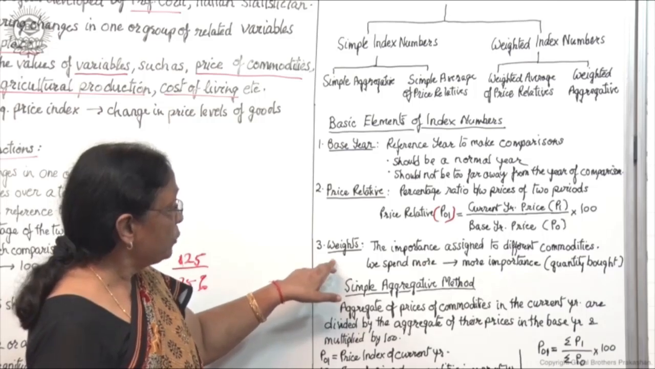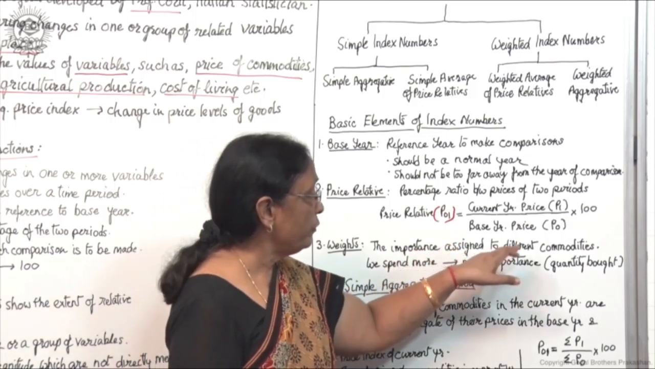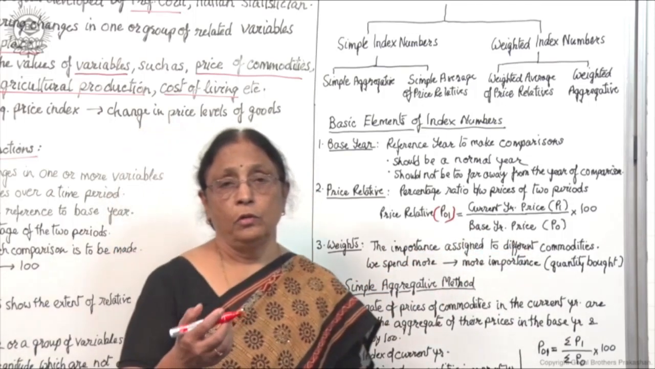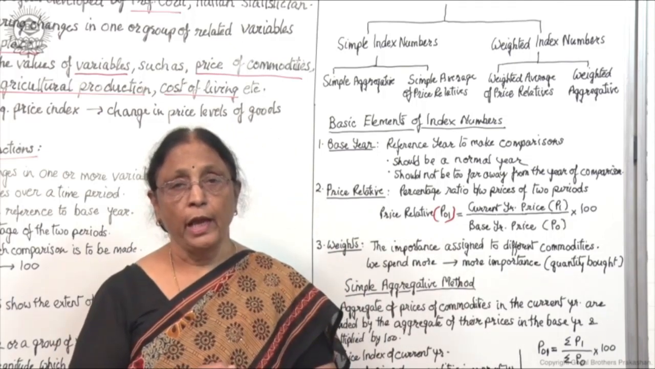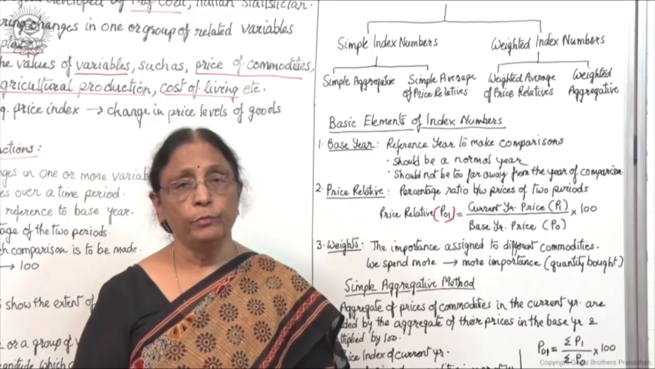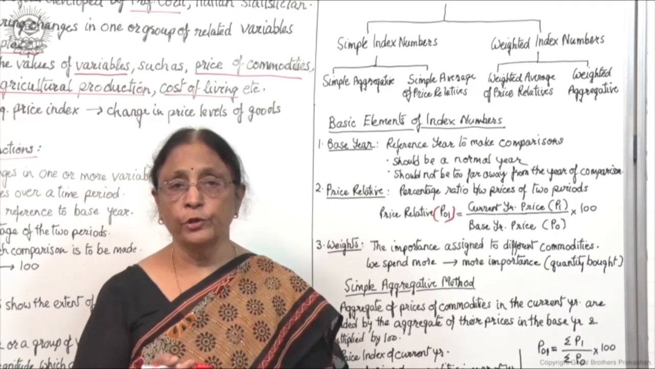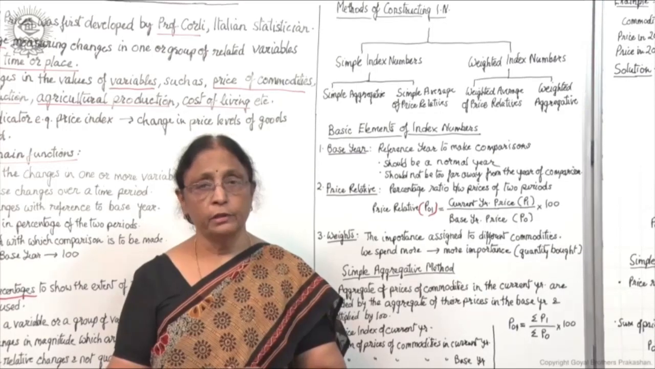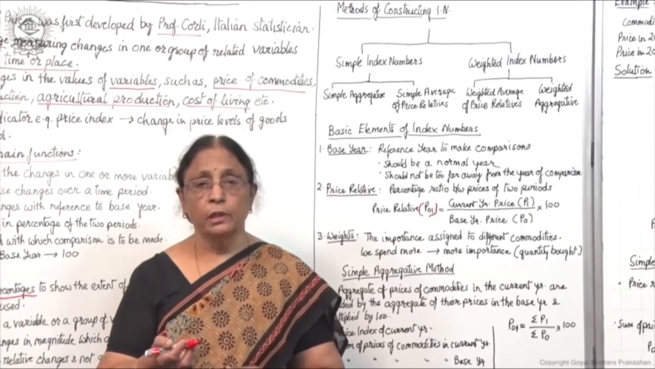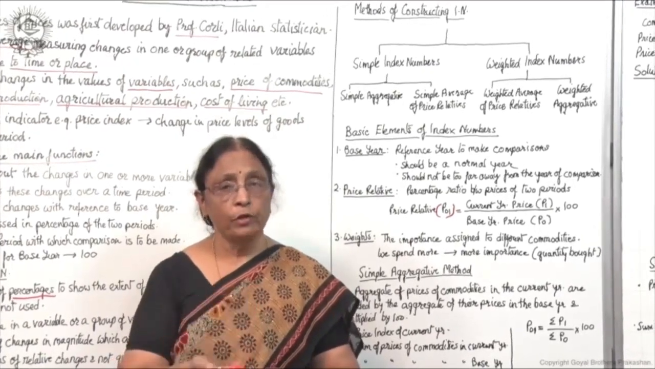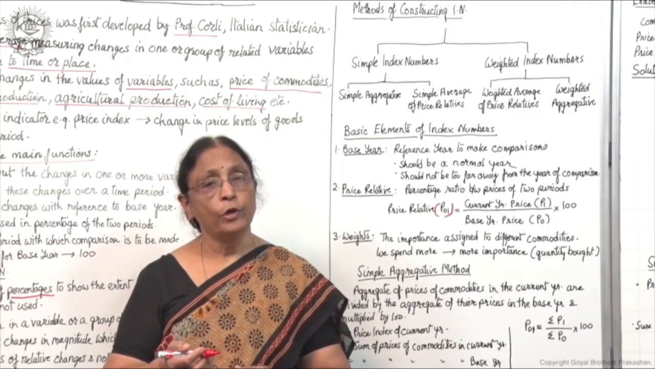Then the third element is weights. What is weight? The importance assigned to different commodities. Now, as you know, we use different types of commodities in our daily life, and all the commodities are not of equal importance to us, right? We give more importance to certain commodities and less importance to other commodities, right? And how do we judge the importance? That means how much we spend on a particular commodity or how much quantity we buy of a particular commodity, that is of more importance to us.